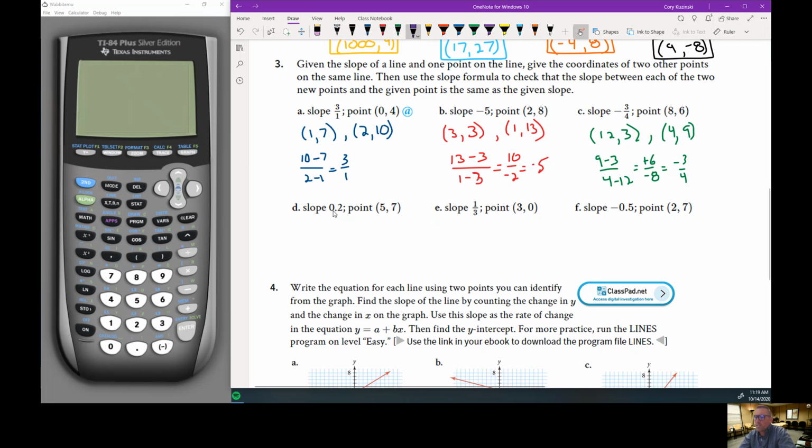Moving along, 0.2. I would almost think of 0.2 as 2/10 or 1/5. That's probably how I would think about that. That means that every time x goes up 5, so from 5 to 10, y would go up 1 from 7 to 8. X goes up 5 from 10 to 15. Y would go up 1 from 8 to 9.